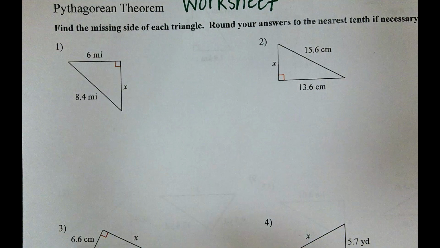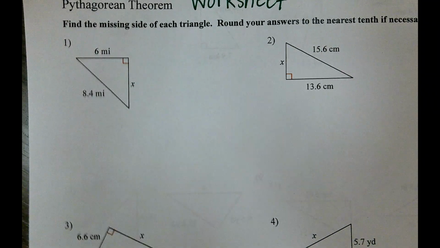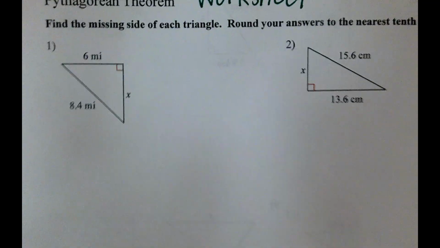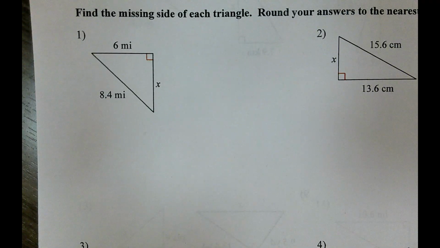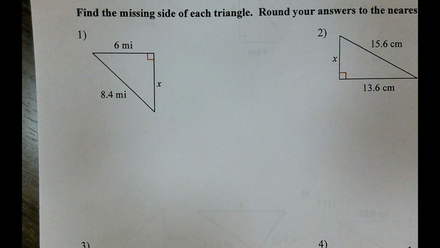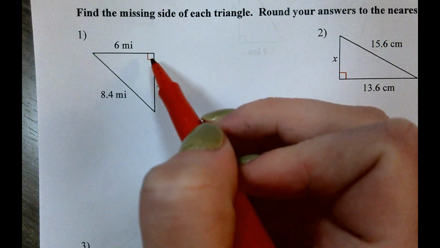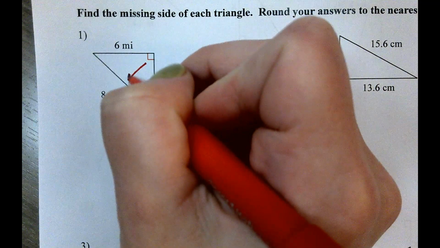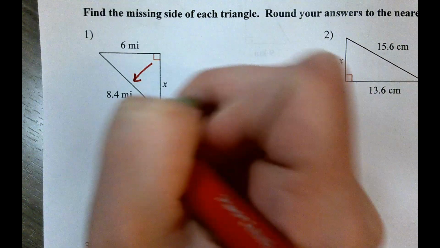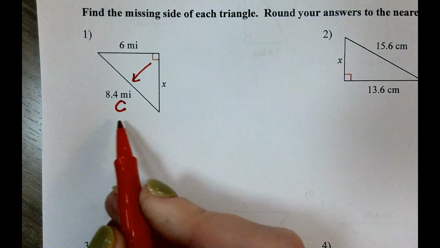So first, this triangle is flipped around. It's not like the one in our notes. We need to figure out which side lengths are our legs, the shorter sides, and which one is the hypotenuse. Now the hypotenuse is always right across from the 90-degree angle. So if I find my 90-degree angle first, 8.4. So that's our hypotenuse, which means that will be our c.